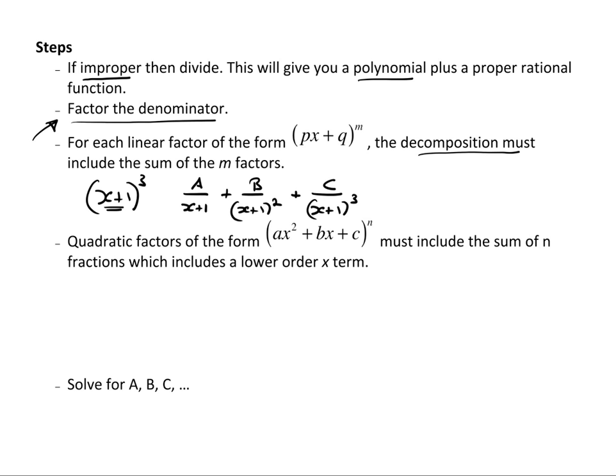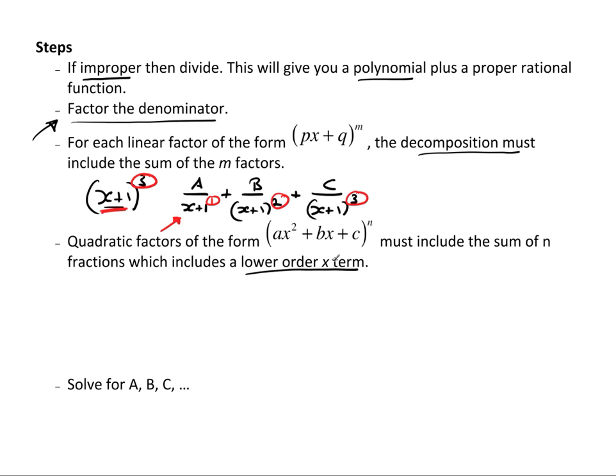So what they're saying is because I have this linear factor cubed, I'm going to have it here, and the lower, well, it's not really lower terms, but it's going to be the sum of the lower factors. So I'm going to have 2 and to the first. If this was to the fifth, I'd have a constant over x plus 1 to the fifth, a constant over x plus 1 to the fourth, all the way down to a constant over x plus 1 to the first. Now, if I have quadratics of the form ax squared plus bx plus c to the n, I must include the sum of the n fractions, just like we did here, and it also includes the lower terms of x.